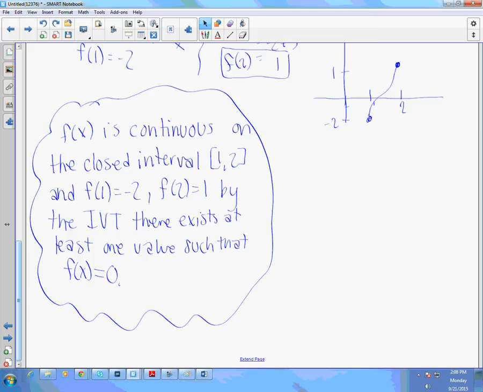Okay, so 2 and 3 is the homework that goes with continuity. Lots of questions on that next time.